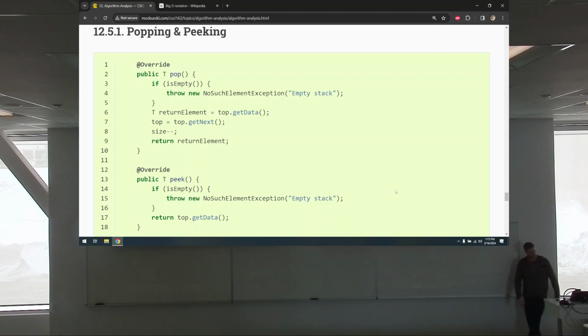How much work is popping and peeking from our linked stack? Constant time. Our linked stack is of arbitrary size, and we pop from it. Well, that's just constant time. You update the thing at the beginning. It doesn't depend on how much stuff is in that linked structure.